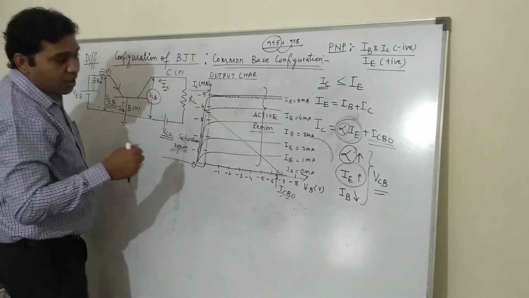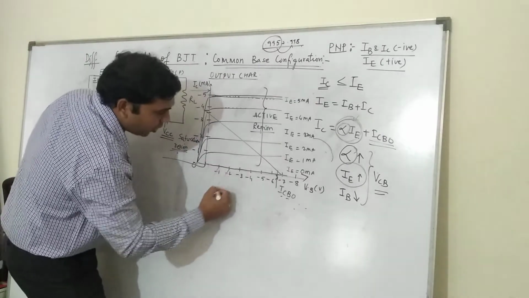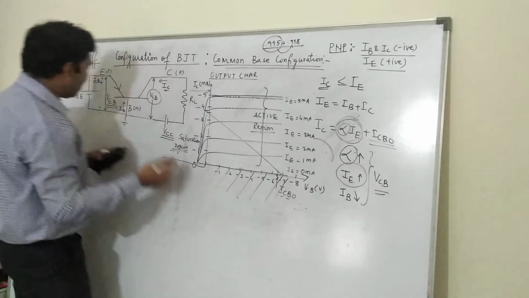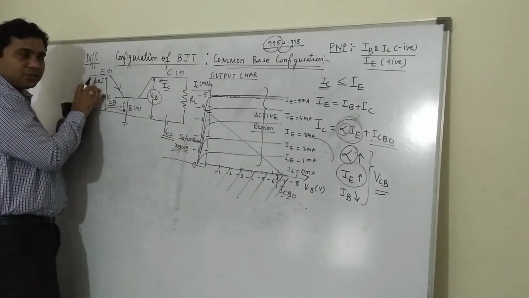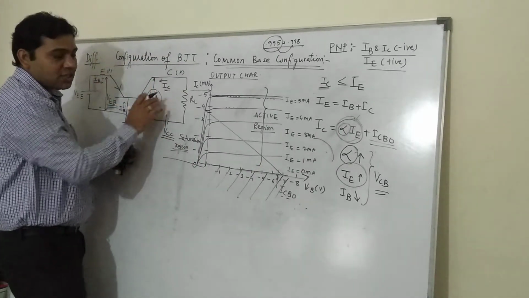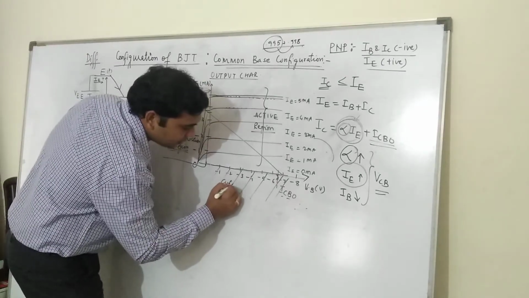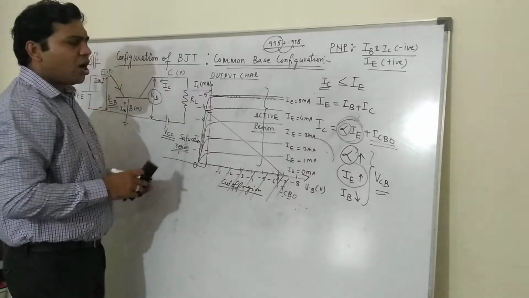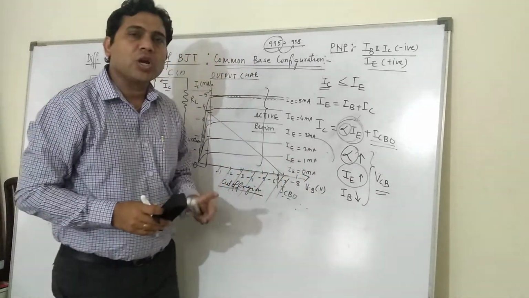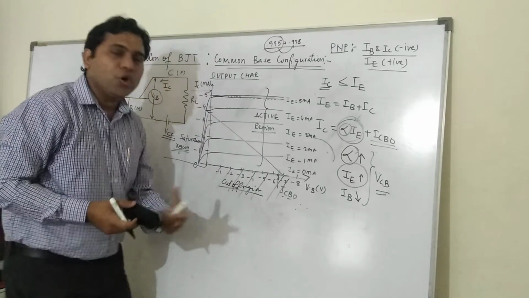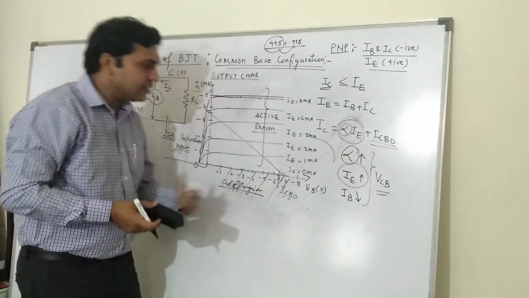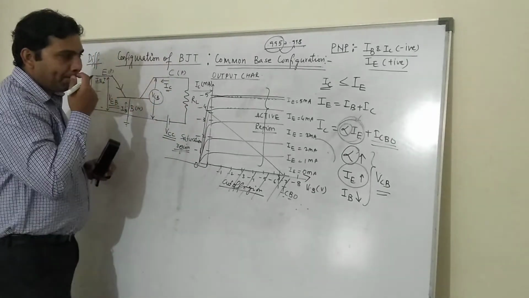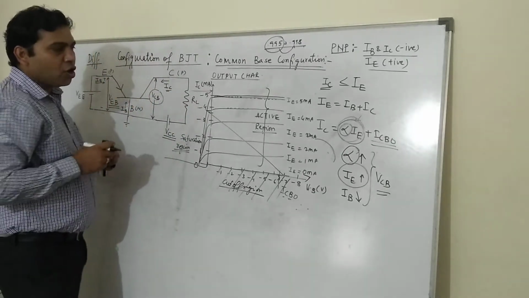Now, what about this region, beyond IE equal to 0? IE equal to 0 is because you have kept this region as reverse bias, and this is already reverse bias. So this region is known as the cutoff region, where the output current is also cut off. There is no IC, so we call this the cutoff region. So these are the output characteristics of the common base.